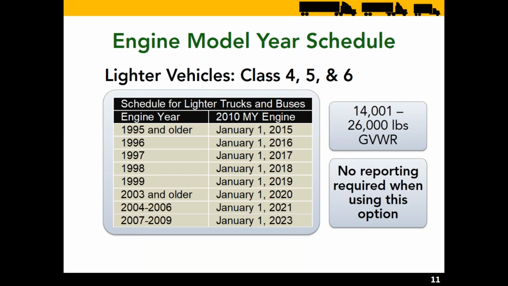So on this chart, for lighter trucks, on the left-hand column, you find the model year of your engine. And then on the right-hand column, you find a date. And on that date, that engine of that model year is no longer legal to operate in the state of California unless you have updated it to be equivalent to a 2010 model year engine.